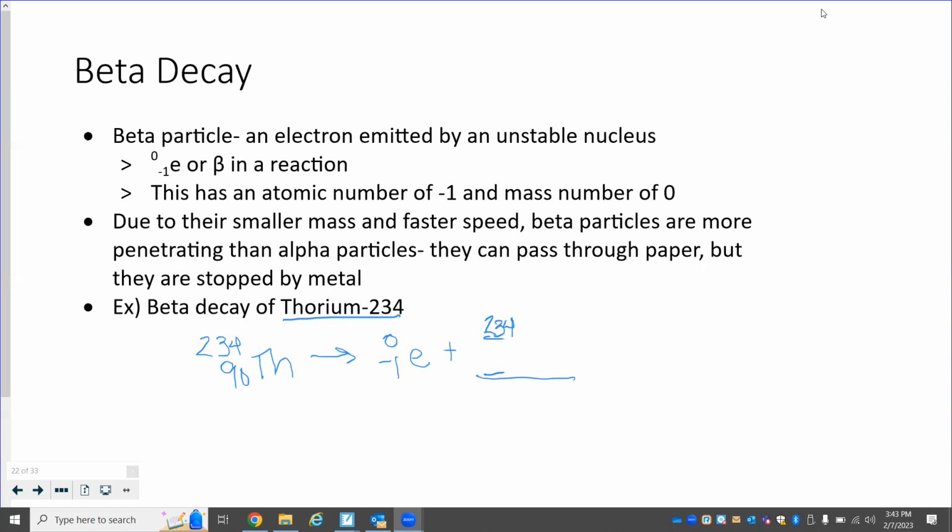Where people mess up is that atomic number. Thorium's atomic number on the left is 90. On the right, we have a -1 and then our unknown. So we have to look at what plus -1 gives us 90. And this one will be 91, which is protactinium, which is Pa. So like I said, be careful when you are balancing beta, because people tend to do 90 minus 1 versus what plus -1 equals 90. They tend to kind of do the math a little backwards.